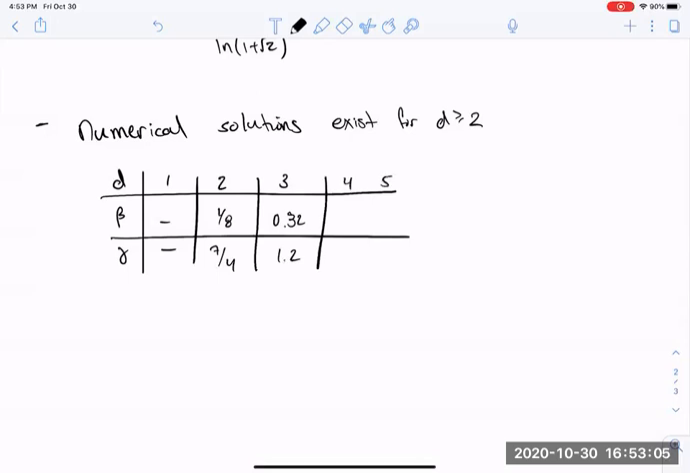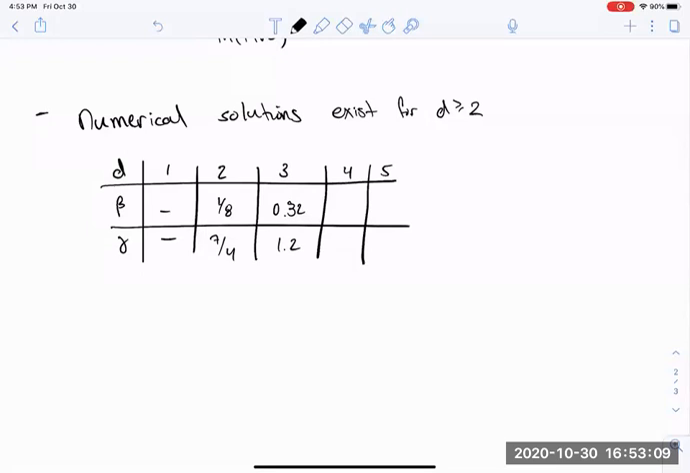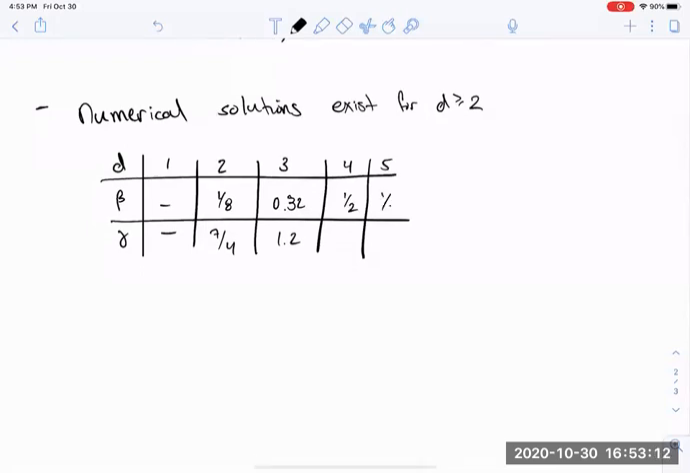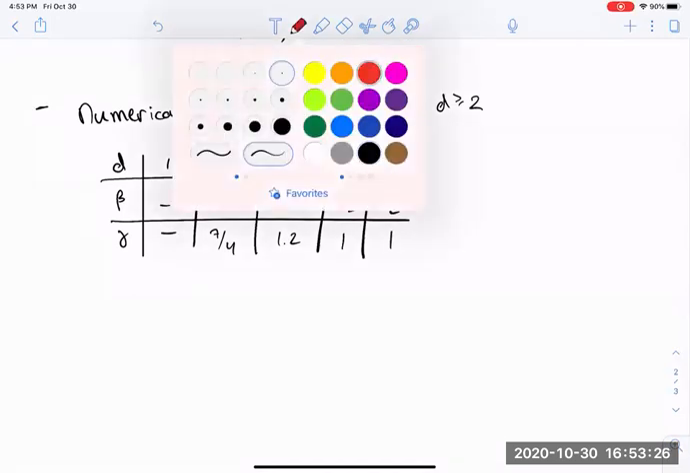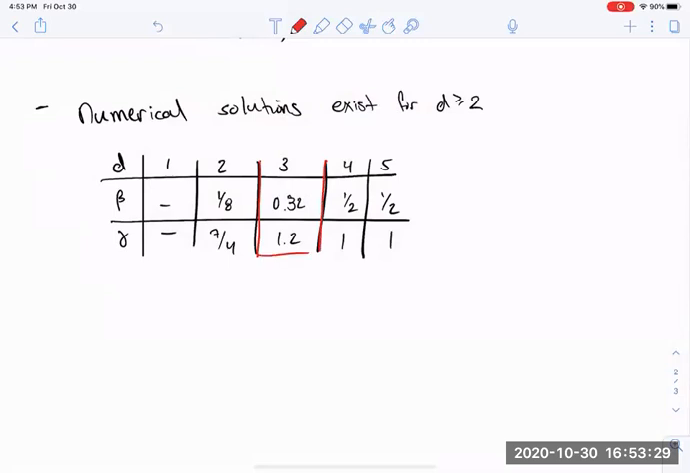For 4, 5, etc., the beta critical exponent takes on a very simple number. It's just a half. For 4 and higher dimensions, the gamma critical exponent is just 1. So the 3-dimensional Ising model, solvable numerically, yields exponents in agreement with experiment. We would say that 2 dimensions represents a lower critical dimension for the system, below which there are no transitions.